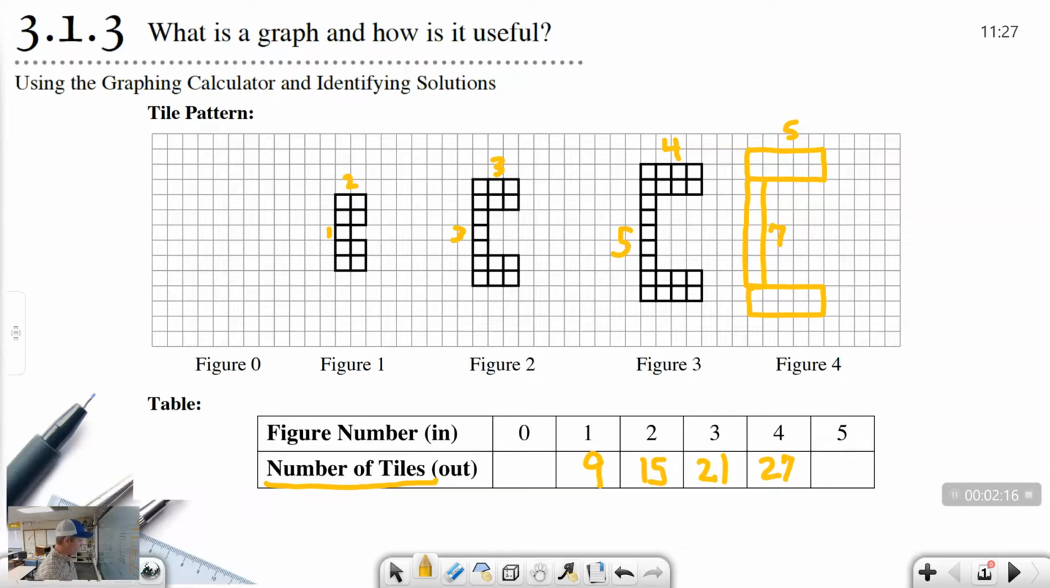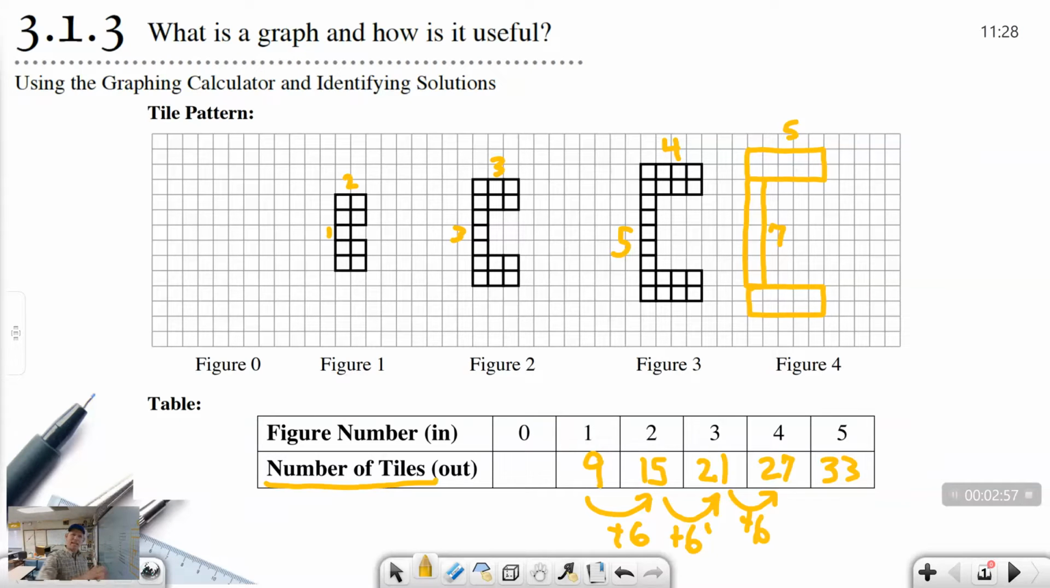Do you observe a pattern growing? What is the pattern growing by? If you notice that pattern growing, go ahead and write the answer to number 5. Yesterday in John's Giant Redwood, it was growing by 4 feet every year. How many tiles is this growing by? Well, from 9 to 15, that's growing by 6, growing by 6, growing by 6. So I can assume that this is going to continue to grow by 6.